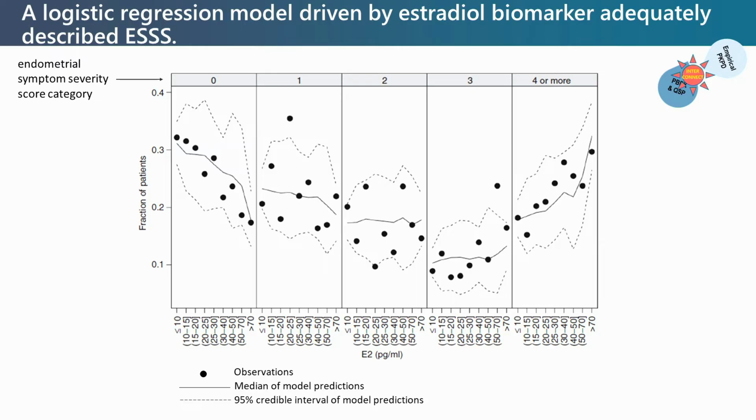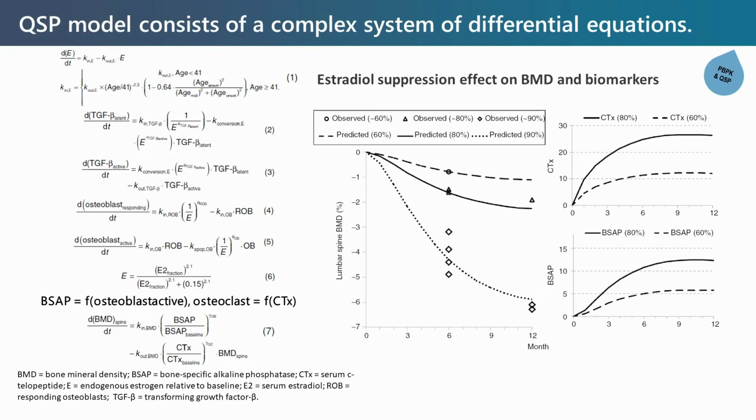For example, the probability of experiencing the least severe ESSS score of 0 decreased with increasing estradiol concentrations, and the probability of experiencing the most severe scores of 4 or higher increased with increasing estradiol concentrations. Next, we take a look at the multi-scale quantitative systems pharmacology model that was used to describe the estrogen-related effects on bone markers and bone mineral density.